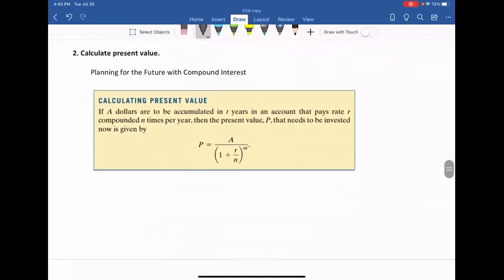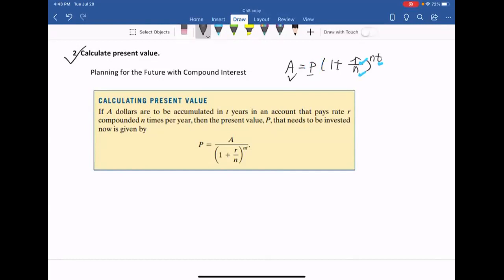Okay, let's see, calculate the present value. We just learned that the future value A equals P times (1 plus r over n) to the nt. If I know the future value A, I know the r, I know the n, I know the t, so I don't know the P. I'm looking for P. I need to isolate the P. So how to isolate the P?